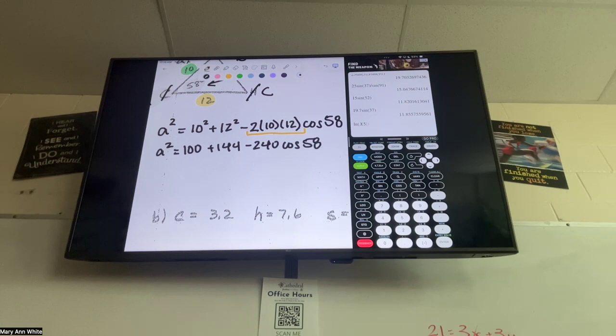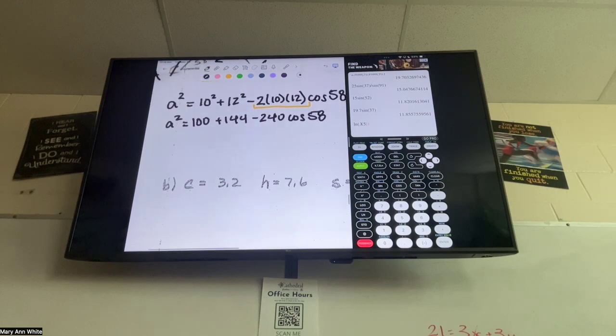Cosine of 58. Okay. The reason I also go slow on this is to tell you, if I were to do one more step before I put it in the calculator, can I add 100, 144, and negative 240 all together? I'm gonna say no. Why can I not? Oh, because it's cosine attached. Good, that's a huge mistake that we often make.